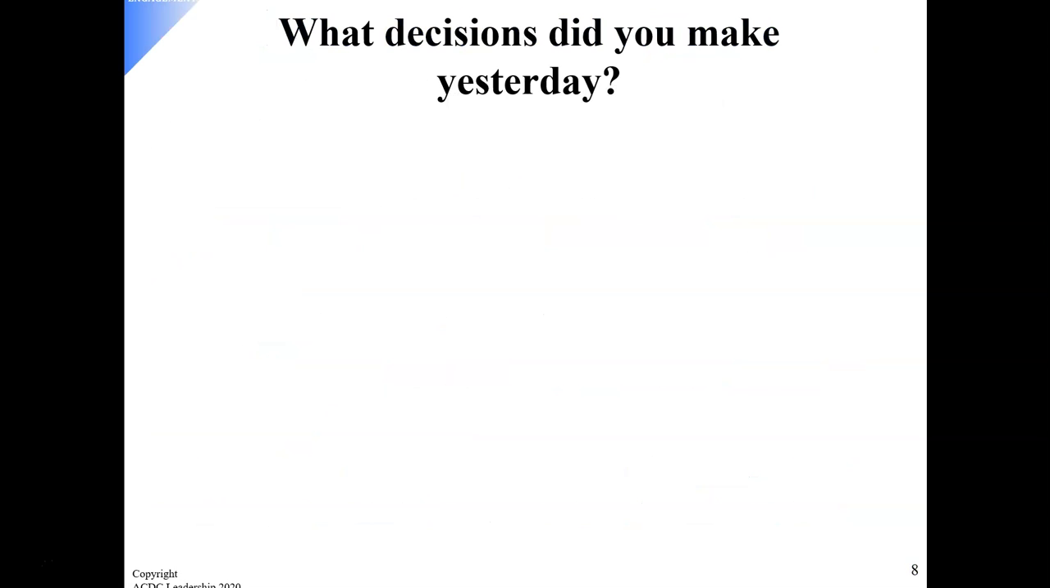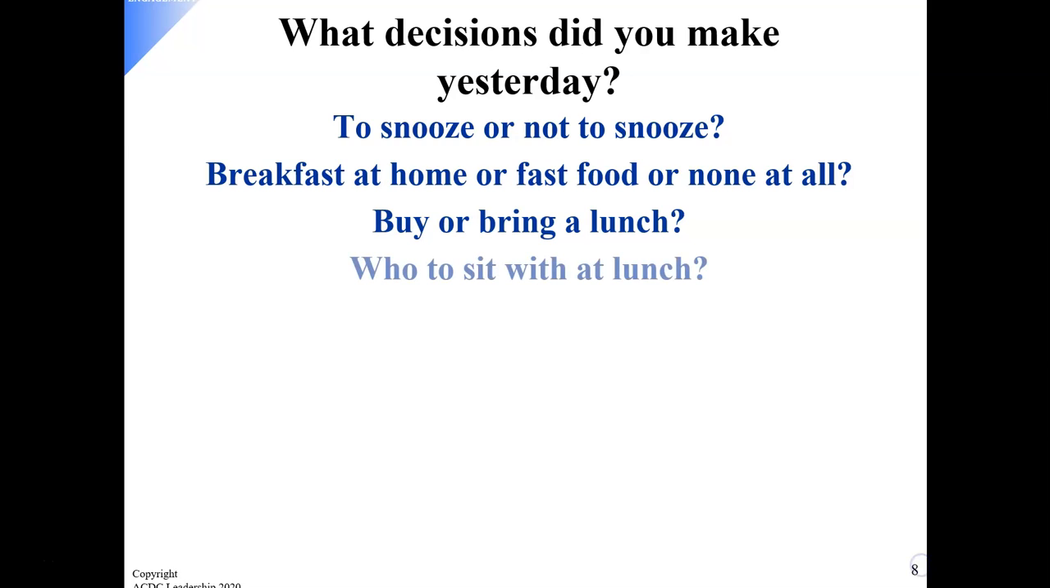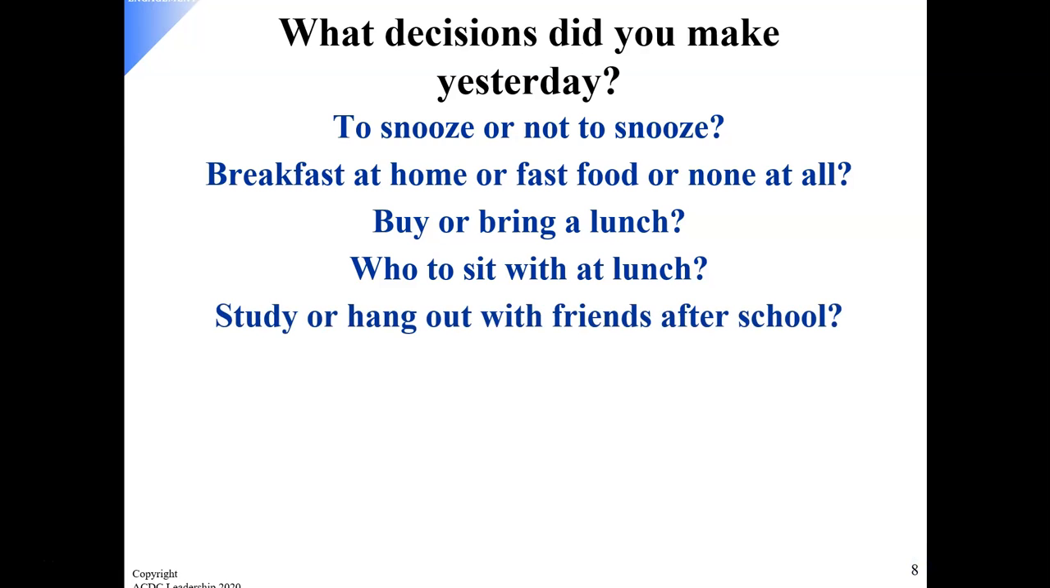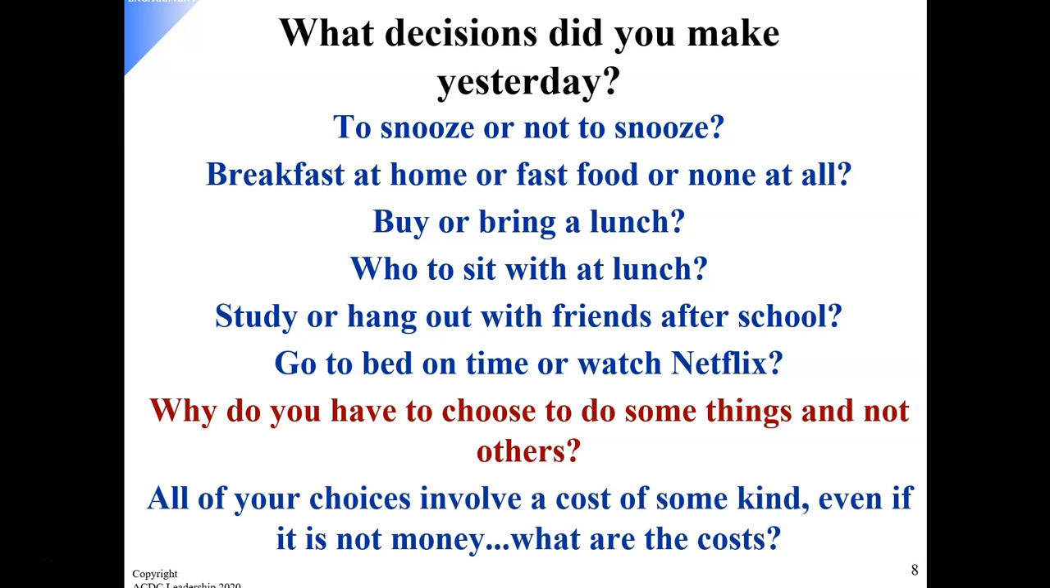What decisions did you make yesterday? To snooze or not to snooze? Breakfast at home or fast food or none at all? Buy or bring a lunch? Who to sit with at lunch? Study or hang out with friends after school? Go to bed on time or watch Netflix? Why do you have to choose to do some things and not others? All of your choices involve a cost of some kind, even if it's not money. What are the costs?